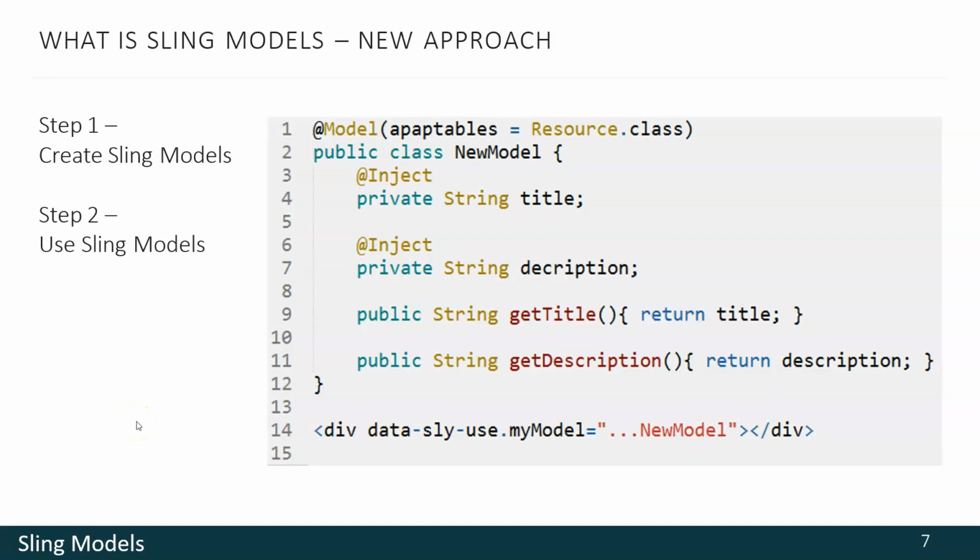The new approach with Sling models is much easier and more intuitive. We just need to create a Sling model class and then use it. To create a Sling model, you should mark your class as adaptable from resource and mark fields which should be populated from the resource properties using the Inject annotation. And don't forget to create getters for your fields. The data-sly-use statement is used to initialize a Sling model in an HTML template.